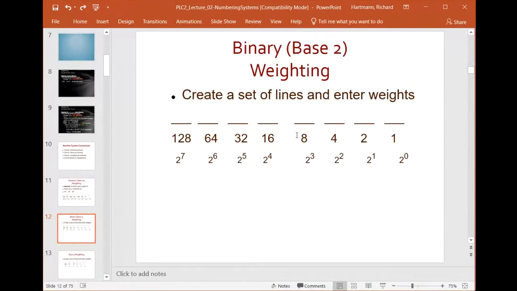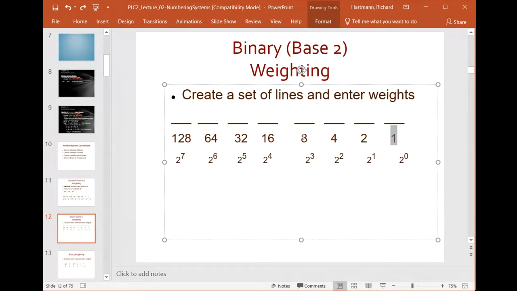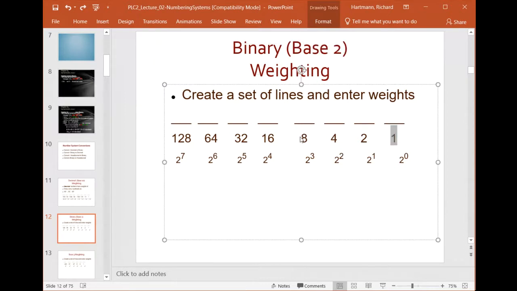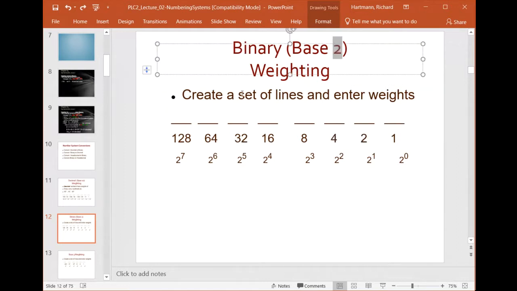Okay, so all you're really doing, you can just look at it as saying, I know I'm going to start out with ones. I'm in base 2, so I'm going to take ones, multiply it by 2, that'll give me a 2. Multiply 2 times 2, that'll give me 4. Now multiply 4 by 2, that gives me 8, and so on.